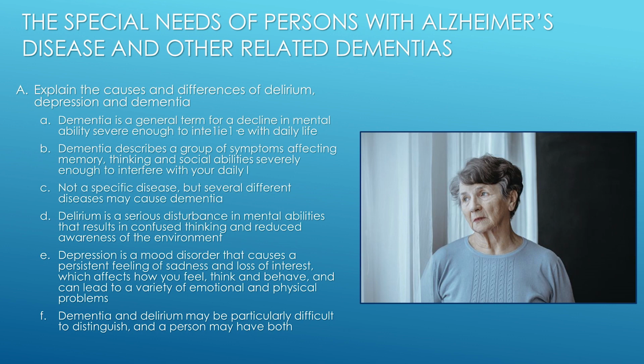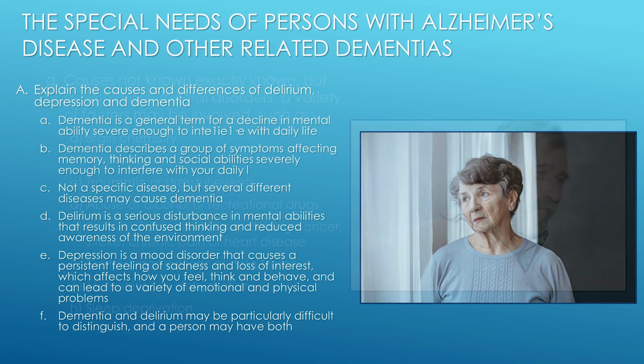Delirium is a serious disturbance in mental abilities that results in confused thinking and reduction in awareness of the environment. Depression is a mood disorder that causes a persistent feeling of sadness and loss of interest. It affects how you feel, think, and behave, and can lead to a variety of emotional and physical problems. Dementia and delirium may be particularly difficult to distinguish, and a person may have both.